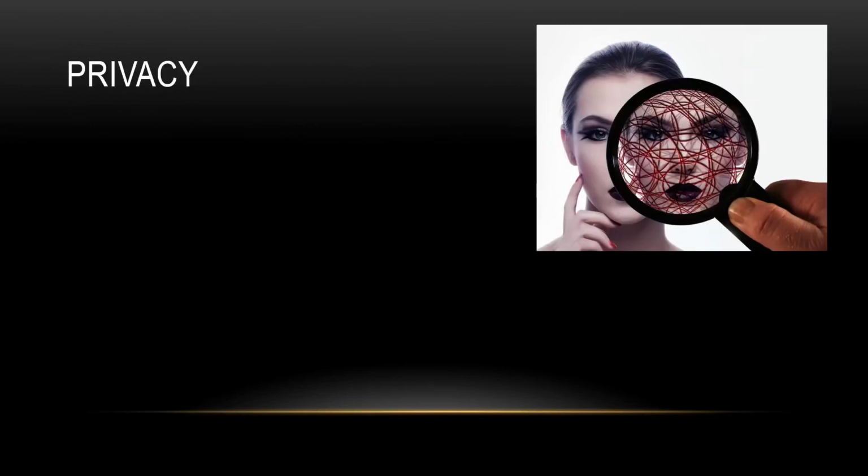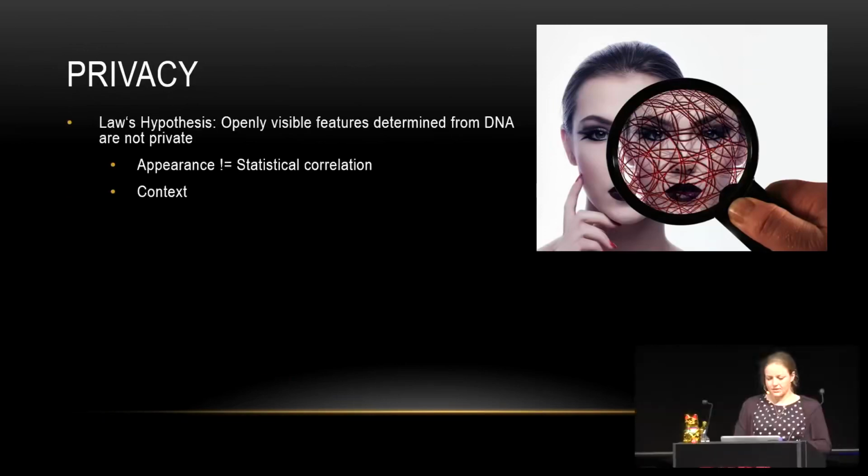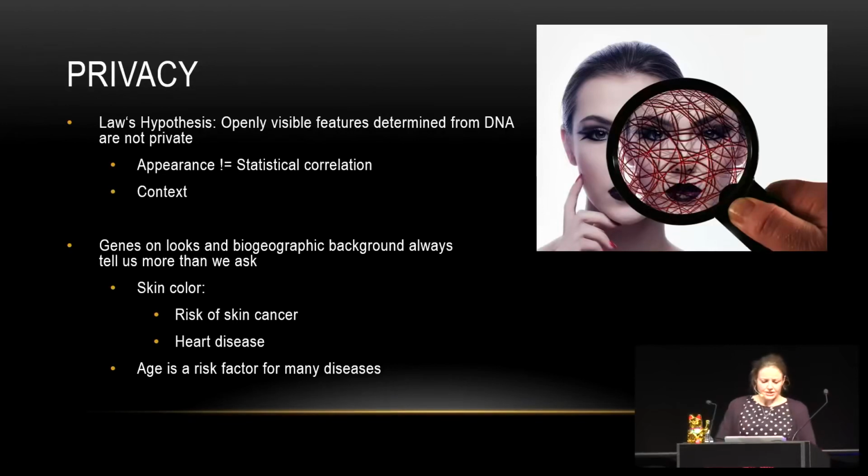And also, there's a question of privacy here. So the hypothesis is that openly visible features determined from the DNA are not private. However, here the appearance does not equal the statistical correlation. And also, if you have a real witness who saw your features, you have more context, and you can say, for example, the person was fleeing the scene or something. Genes on the looks and biogeographic background will always tell us more than we ask.